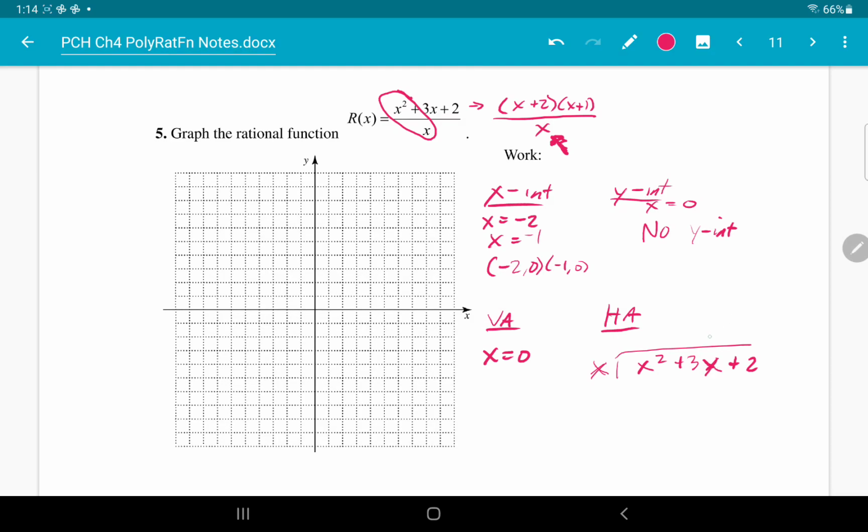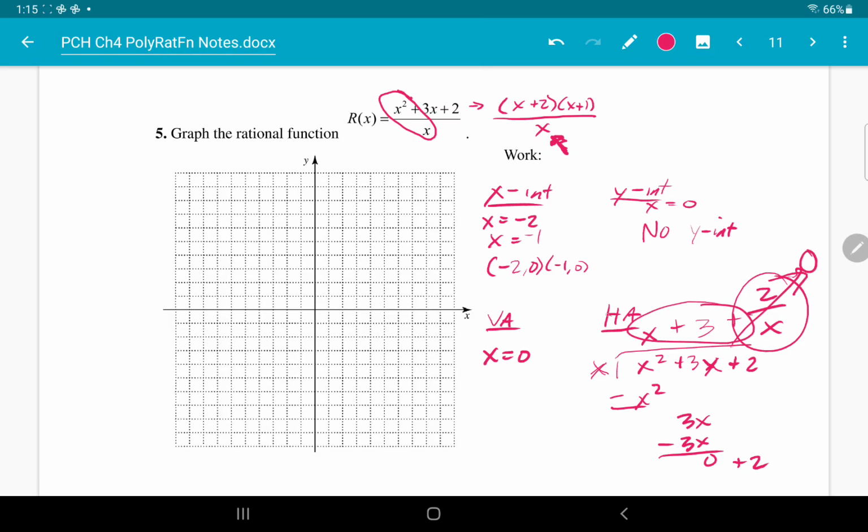Okay, so dividing out, we'll get x times x gives us x squared. Sorry, I put that in the wrong spot. X times x gives us x squared. Bring down the 3x. We have x multiplied by 3 to give us 3x. And then we have a 2 here. So we have a remainder of 2 over x. Keep in mind, as x goes to infinity, this basically goes to 0. So we don't actually have a horizontal asymptote. Instead, we have an oblique asymptote, and that's occurring at the line y equals x plus 3.